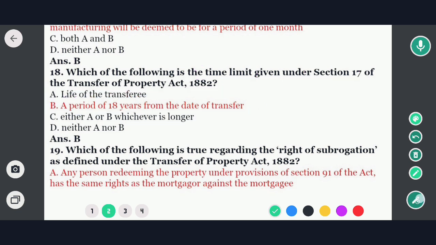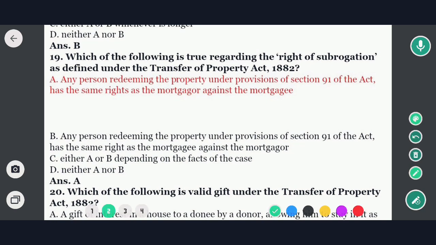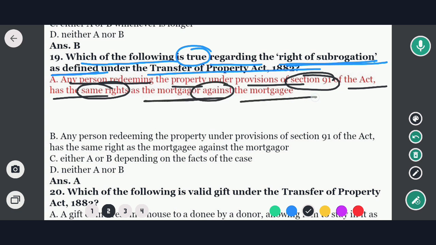So now moving to the next question. Next question is, which of the following is true regarding the right of subrogation? Very important question, as defined under the Transfer of Property Act 1882. Options are: any person redeeming the property under the provisions of section 91 of the Transfer of Property Act has the same right as the mortgagor against the mortgagee. This is the first option.